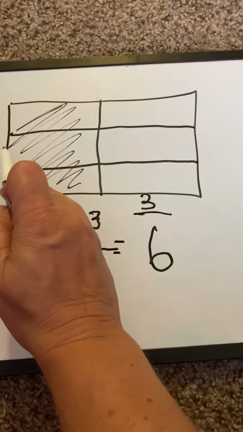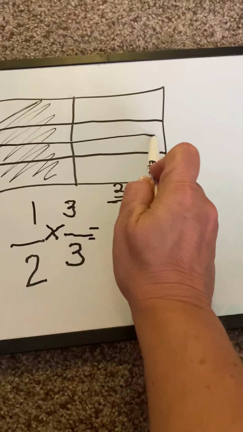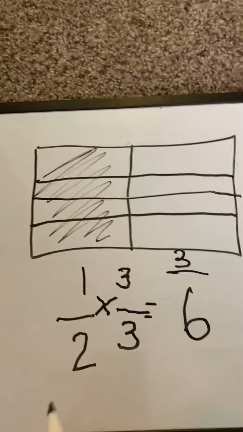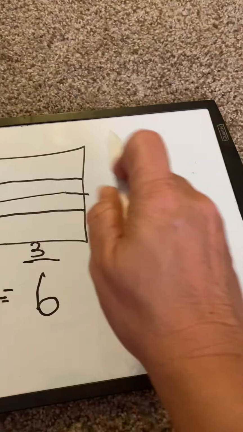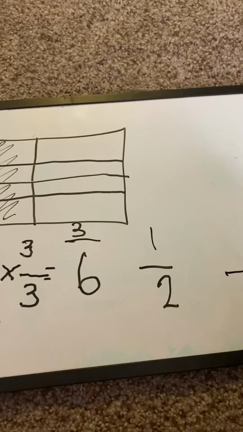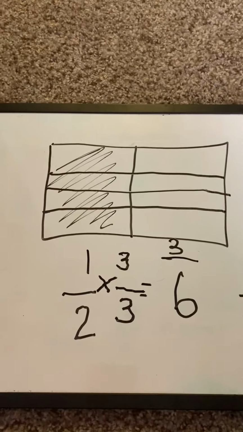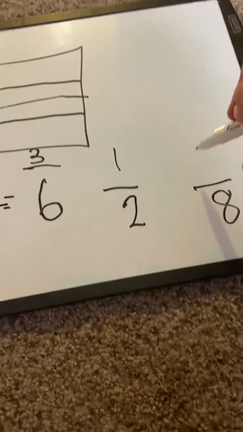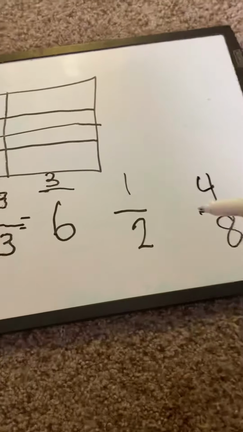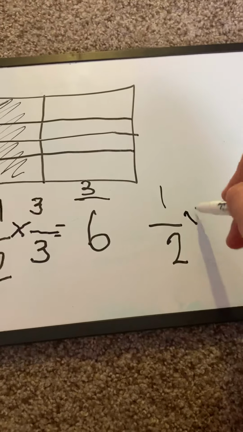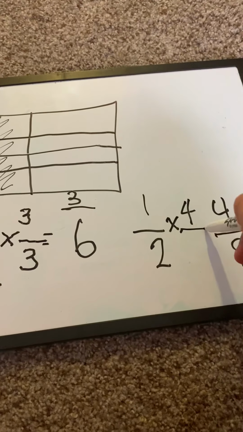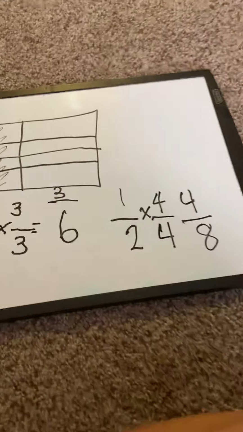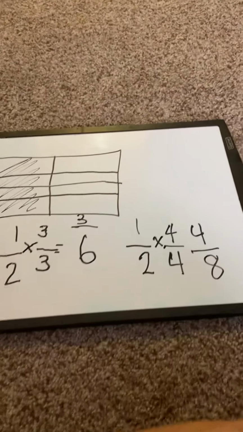Similar to if I would put another line to decompose this rectangle, cut it into smaller pieces. I still have 1/2 filled out. How many pieces do I have? 8. How many of those 8 are filled in? 4. What do I multiply by 1 to get 4? 4. Whatever you multiply by the top numerator, you must multiply by the denominator, 4. So there's another number sentence.